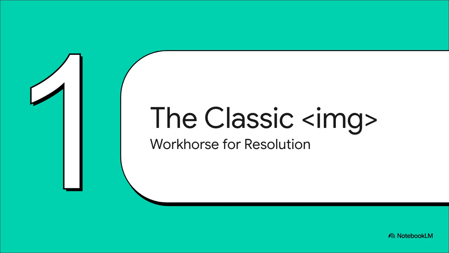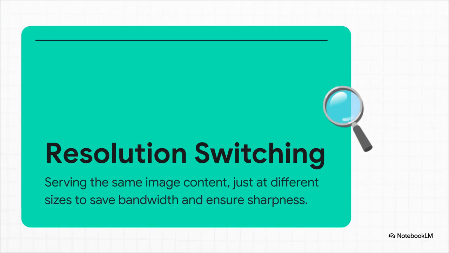First up, let's talk about the tool we all know, the good old IMG tag. For ages, it was all we had, but it's gotten some serious upgrades to handle one of the two big challenges with responsive design. So the first big idea to get your head around is resolution switching. It's pretty simple, really. It means the image content stays the same, it's the same photo, we just want to serve different sizes of that photo. A small, efficient version for a phone, and a big, beautiful, high-res version for a giant monitor. It's all about saving bandwidth and making sure the image looks sharp, no matter what.